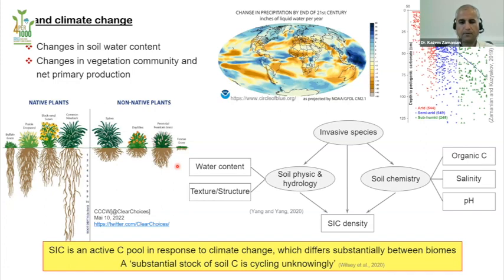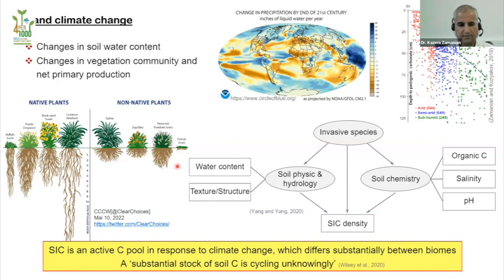So not only agricultural practices, but also climate change can modify the amount and the stocks of inorganic carbon in soil. So inorganic carbon is an active pool also in response to climate change, and its dynamics may differ between various terrestrial biomes.